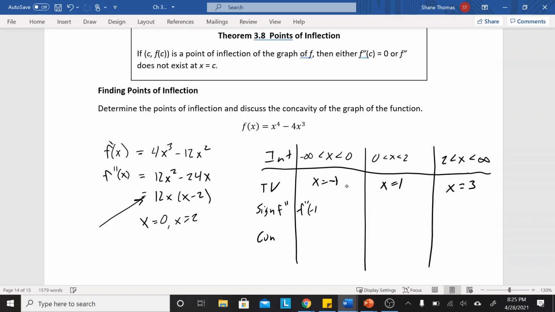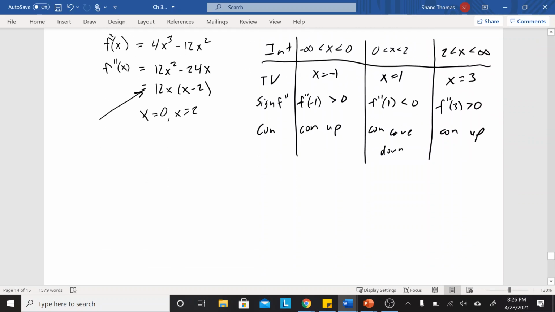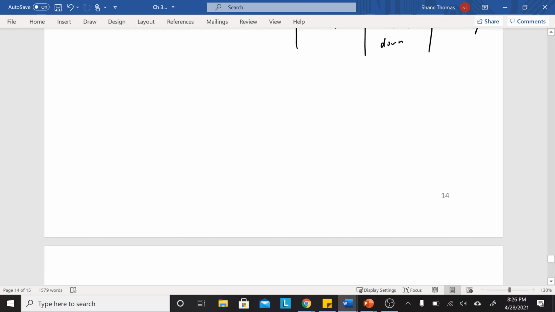f double prime of -1 will be greater than 0, so it's concave up. Next one, f double prime of 1 is less than 0, so that's concave down. And then lastly, f double prime of 3 will be greater than 0, so it's concave up. All right, so that's really no different than what we did on the previous ones.